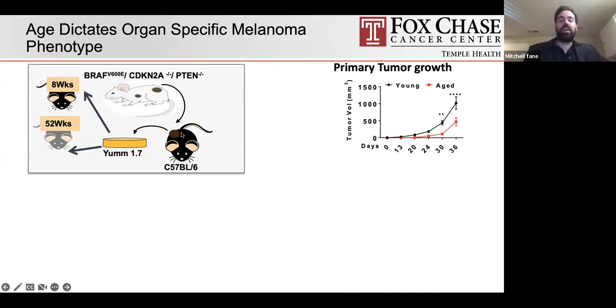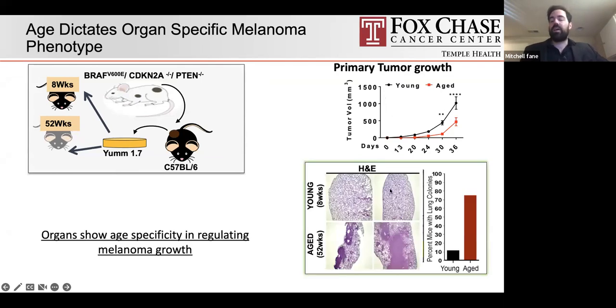So what we found is that if we form a primary tumor within these specific mice, we see that they grow very differently in the young versus the aged skin. This is a primary tumor growth model where we measure the primary tumor at different time points throughout tumor progression, where once they reach 1,500 millimeters cubed, we have to euthanize them due to an ethical tumor burden. And what we find is that the young mouse skin is able to grow the primary tumor much more efficiently compared to the aged mouse skin.